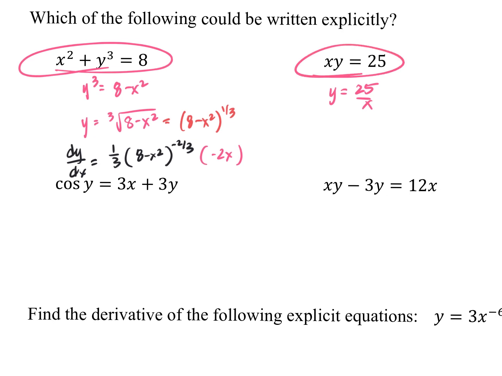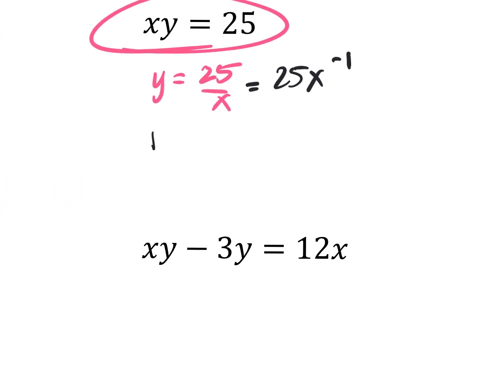Just as a reminder, what rule would I have to use if I took that derivative? I would have to use quotient rule unless, how could I rewrite this? 25x to the negative first. Are those equivalent? Okay. Is this going to be much easier doing this route now instead of quotient rule?